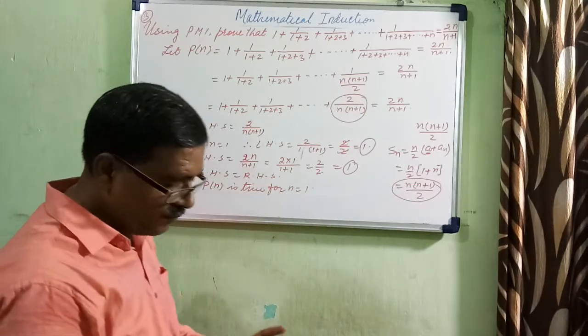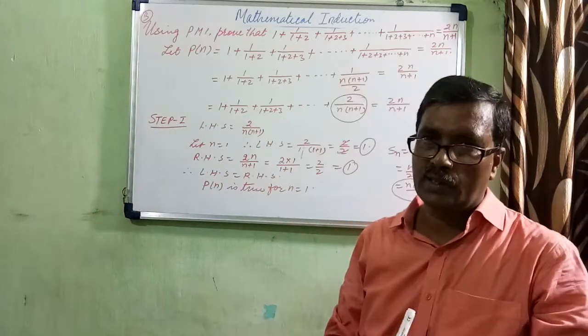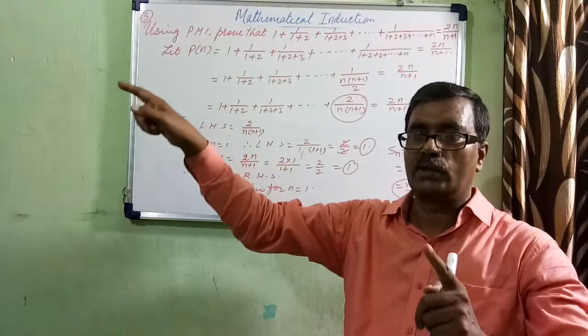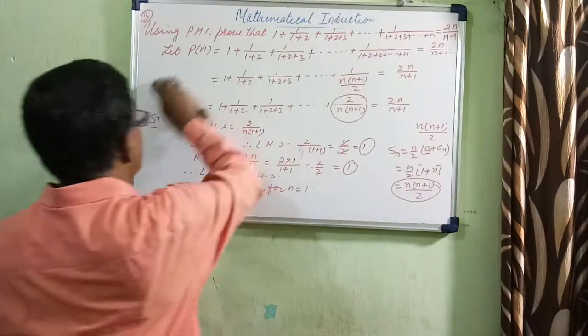Now same way, Pn is true for n is equal to m also, we will take for granted. So wherever n is there, right from left to right, we will put the value of n as m. So let us see.